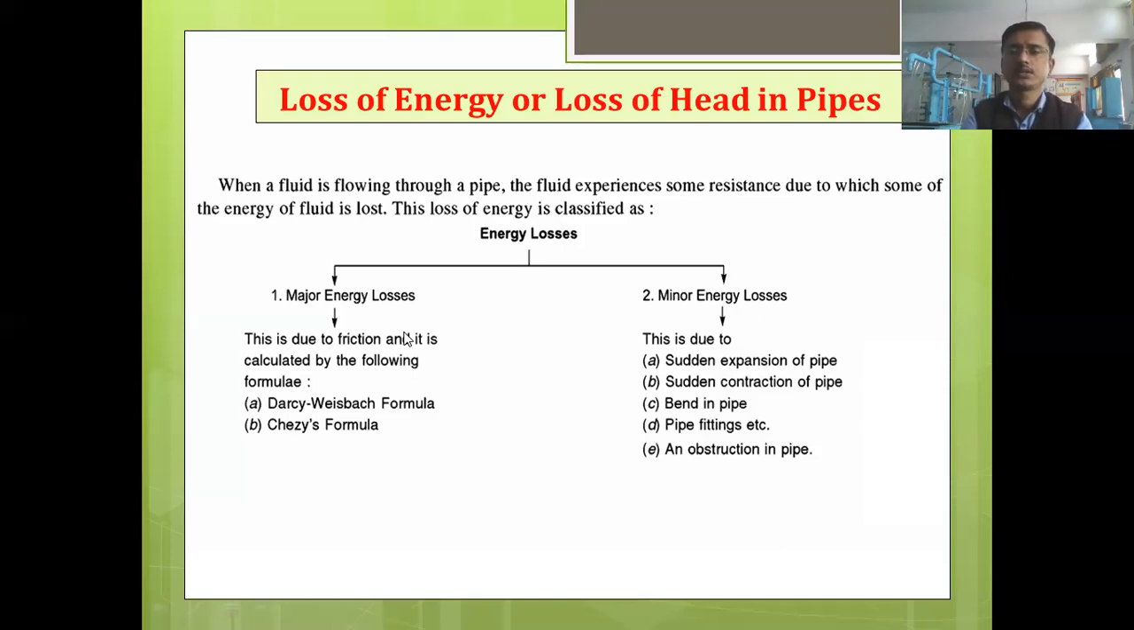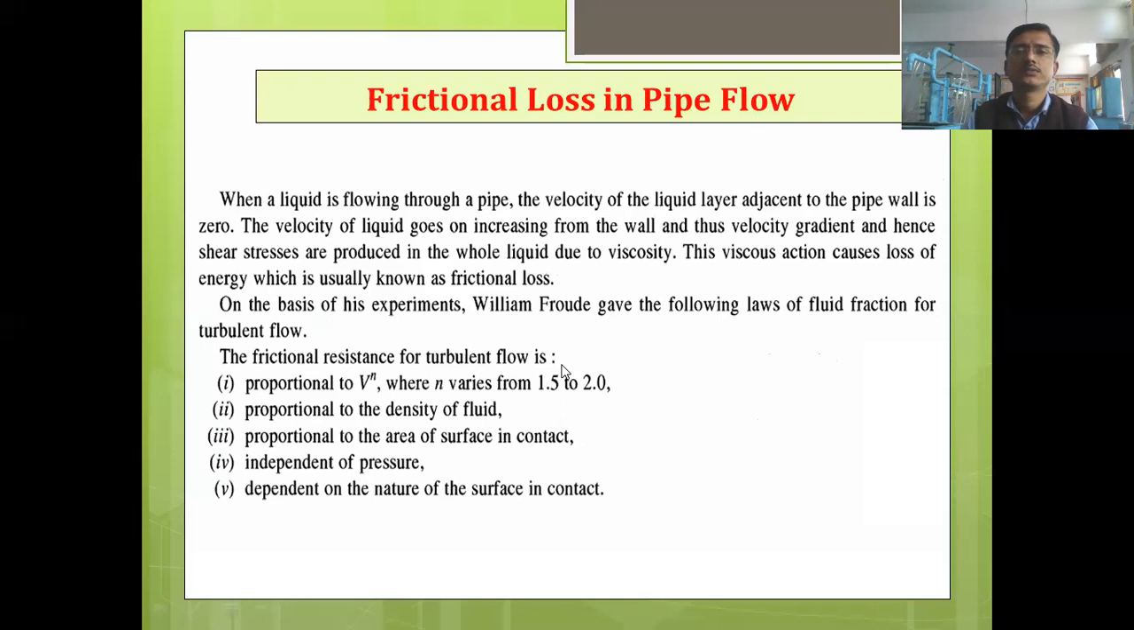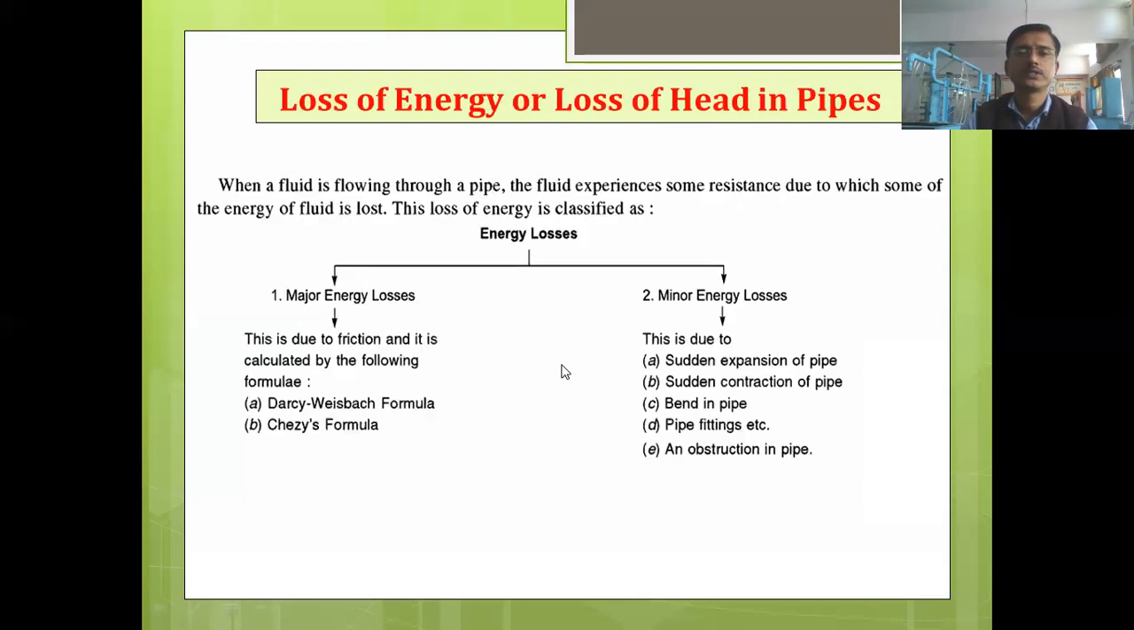In minor losses, we have different types of losses that we are going to study in detail in the coming slides. In the major losses, we have seen in the last lecture the derivation for the Darcy-Weisbach equation, the Darcy-Weisbach formula, and in today's lecture we will see Chezy's formula. Right, frictional losses in the pipe. That is the first point here.